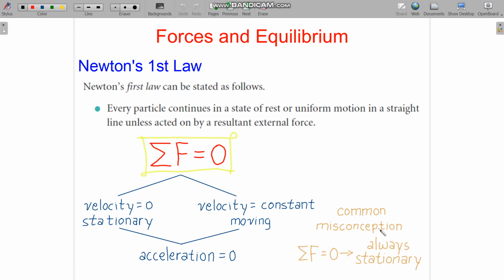A common misconception is sigma F equals 0 means always stationary. Well, not always. The acceleration must be 0, but the velocity can be non-zero.